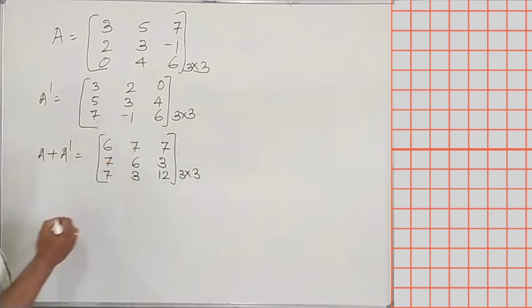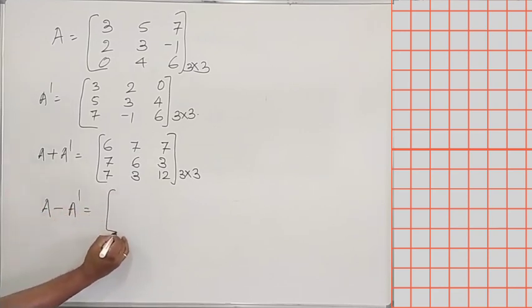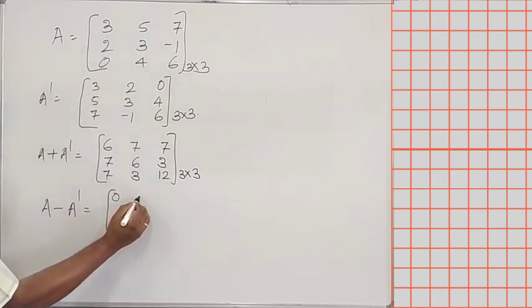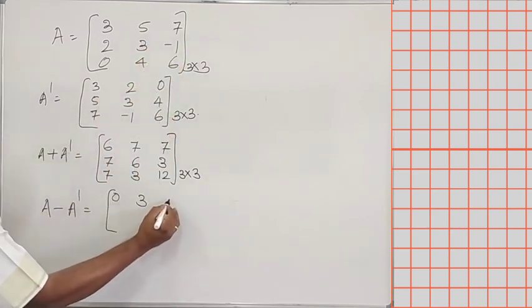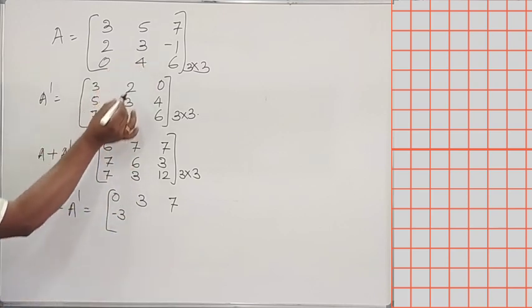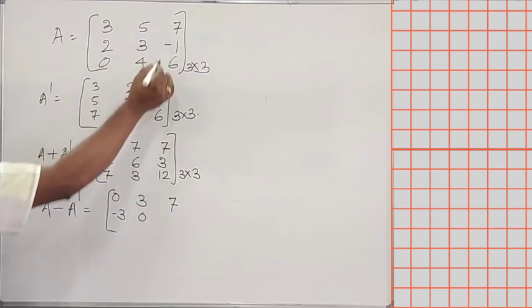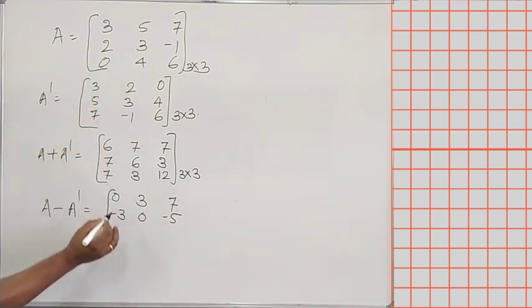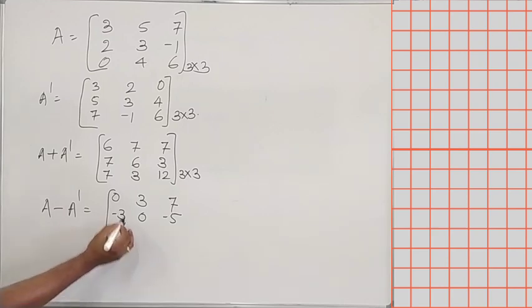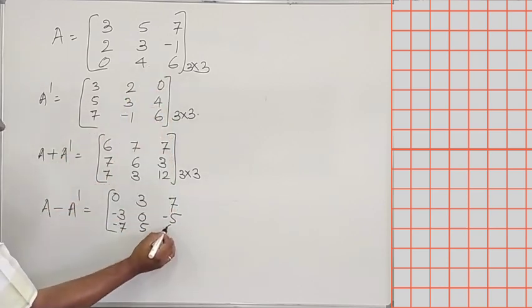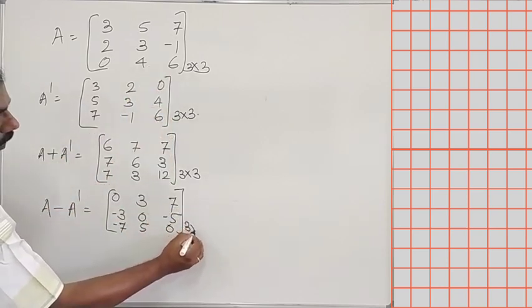And we find now A minus A transpose, that's equal to 3 minus 3, 0, 5 minus 2, 3, 7 minus 0, 7, 2 minus 5, minus 3, 3 minus 3, it is 0, minus 1 minus 4, it is minus 5. Next, 0 minus 7, minus 7, 4 minus minus 1, that is 5, 6 minus 6, it's 0, which is of order 3 by 3.